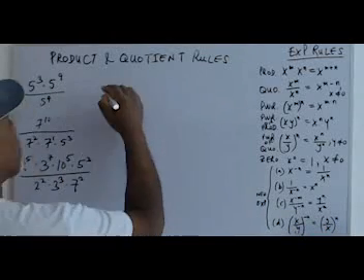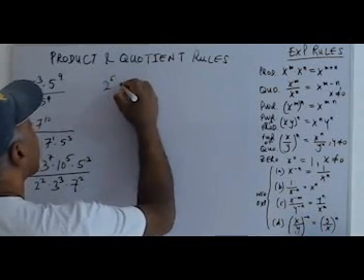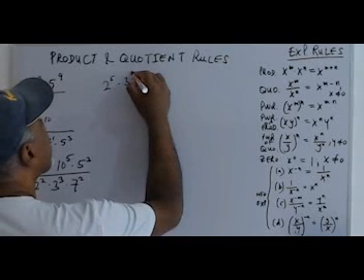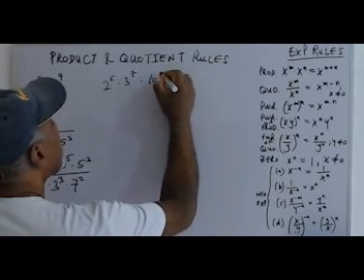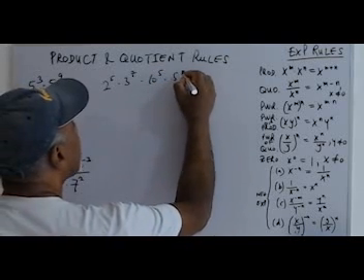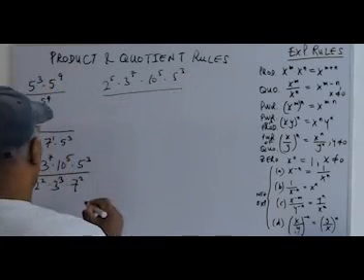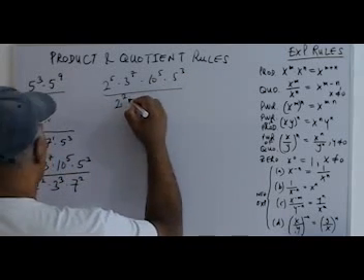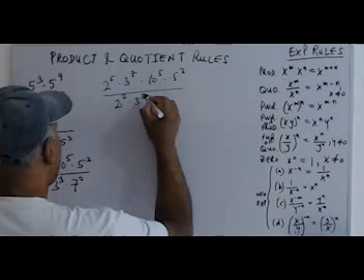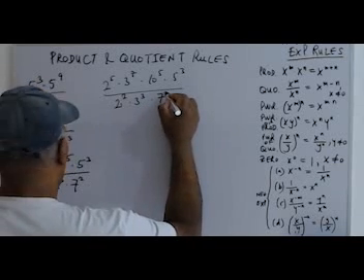In this last one, we have 2 to the 5th times 3 to the 7th times 10 to the 5th times 5 cubed over 2 squared times 3 cubed times 7 squared.